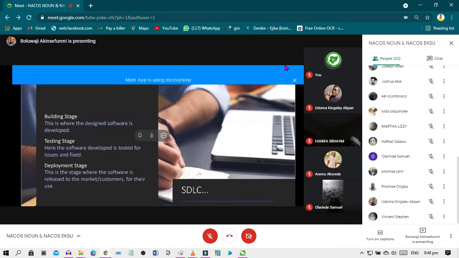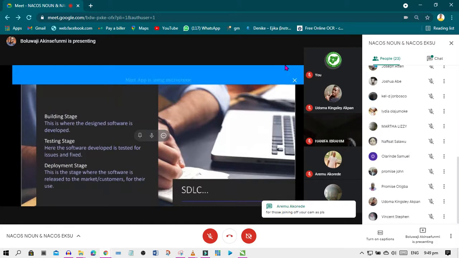So the testing stage is a very important stage. This is the stage where you call in your testers to come and check your application, and they run it through. They pass it through some tests to actually determine if it is marketable or not, and if it has any issue that needs to be fixed.